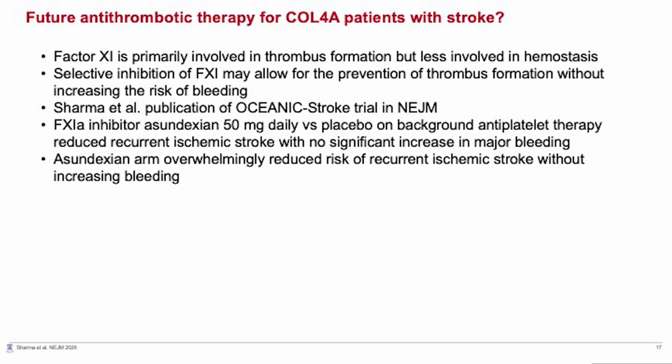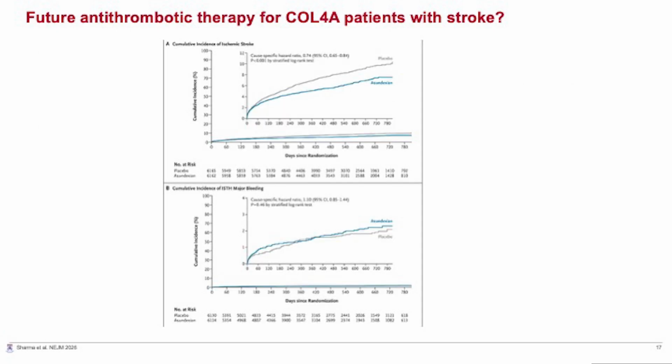And it was very clear the asundexian arm overwhelmingly reduced the risk of recurrent ischemic stroke without actually increasing bleeding. And we can look at these charts here. The top one is the event rate of ischemic strokes, or clotting strokes. You can see that over time, patients with placebo had far more ischemic strokes than the asundexian arm, and it was both clinically and statistically significant.